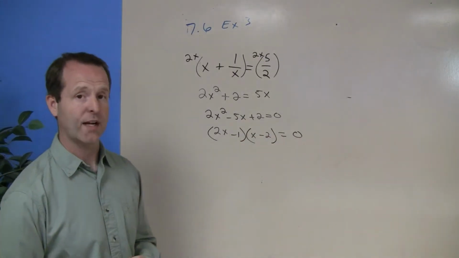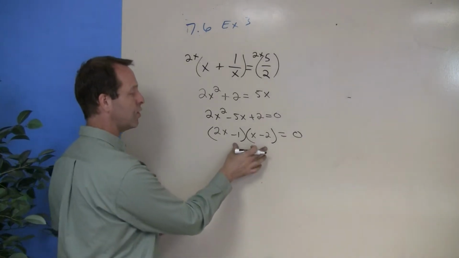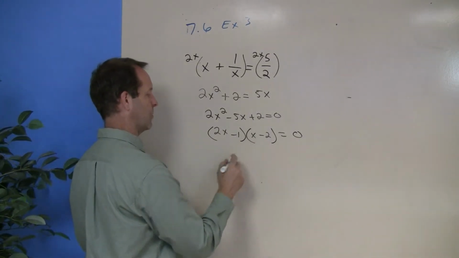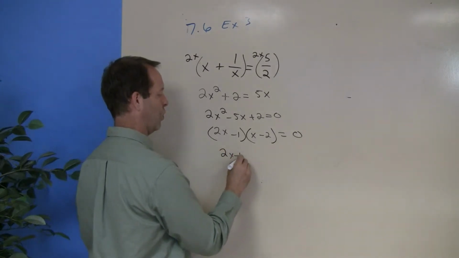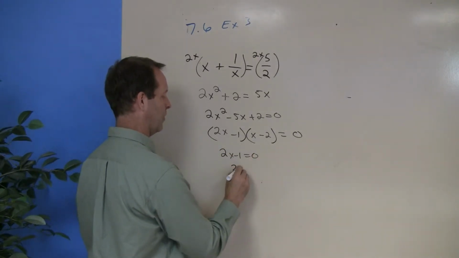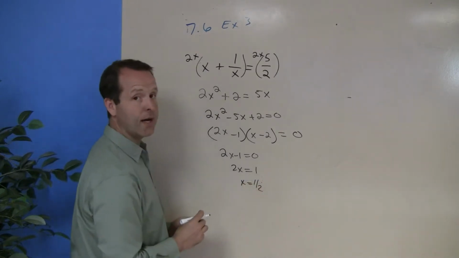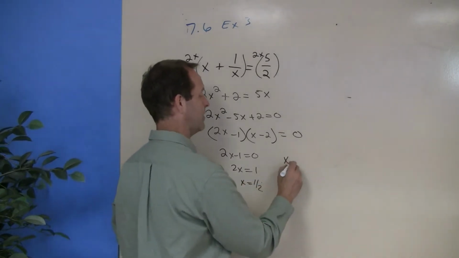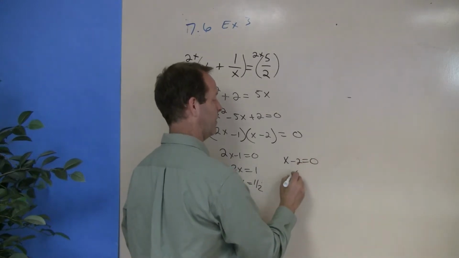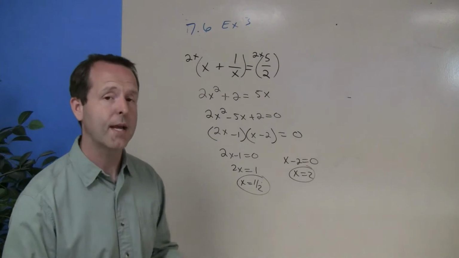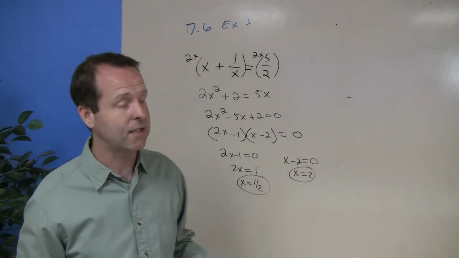That appears to be the correct factored form, and for this to be true, either this first term has to equal 0 or the second term has to equal 0. So 2x minus 1 equals 0 means that 2x equals 1, x equals 1/2. That's one possible solution. Then x minus 2 equals 0, x equals 2. And that's another possible solution. Now I say possible because we need to check these solutions.